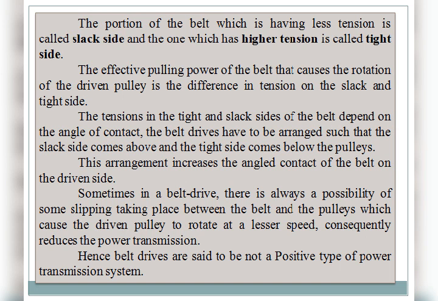The belt drive has to be arranged such that the slack side comes above and the tight side comes below the pulleys. So it is possible to achieve higher tension once we are able to make the condition that the tight side lies always at the bottom and the slack side always at the top. This arrangement increases the angle of contact of the belt on the driven shaft.